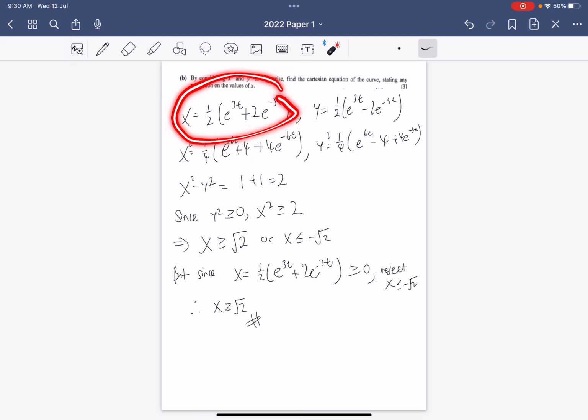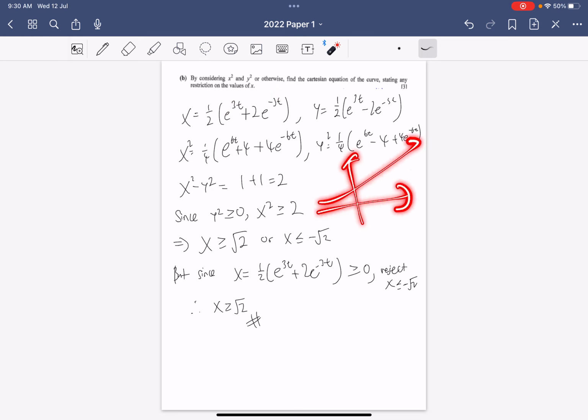But if you realize from the parametric equation, because the parametric equation is something that you must sub in, t ranges through all real numbers. So as you run through all real numbers, you realize that x will always be larger than 0, because e to the power is larger than 0. So exponential is always larger than 0. Even the reciprocal of it will also be larger than 0. Then this whole portion will always be larger than 0. And that means we have to reject x less than or equal to minus square root 2. Hence, the only restriction is x being greater or equal to square root 2.